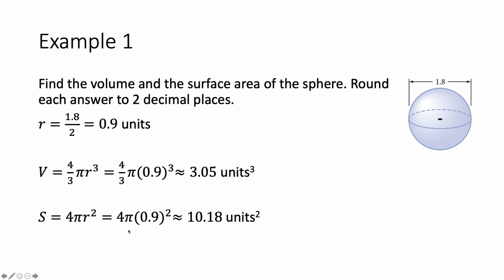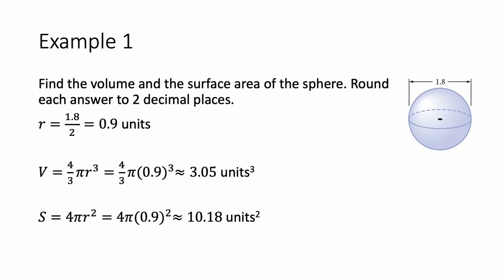Okay, surface area. Again, we're just plugging in 0.9 for the radius. Do the exponent first, do 0.9 squared first, then multiply by pi and by 4. And that should come out to 10.18 units squared. So square units because it's a measure of area, surface area, more precisely.